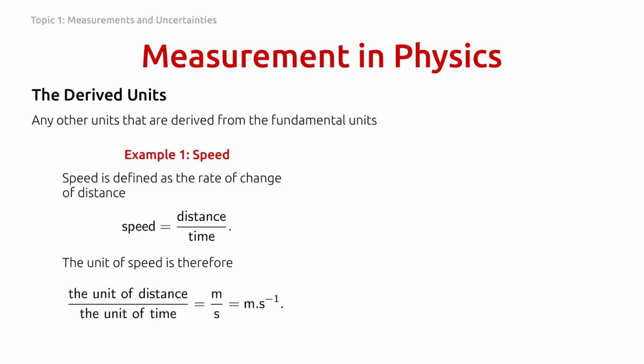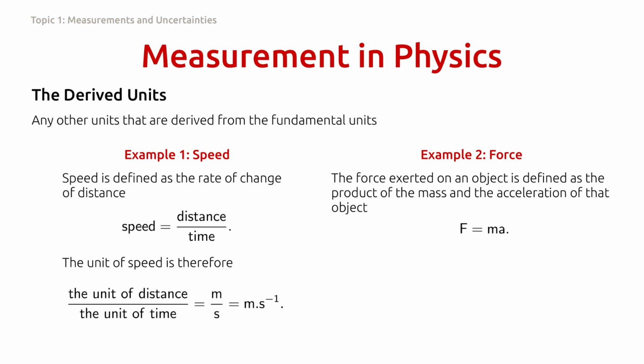In IB physics, we utilize exponential format. For example, meter second to the power of minus 1. And you are expected to use this format in examination. The dot between meter and second is there simply to avoid confusion when combining units mathematically.